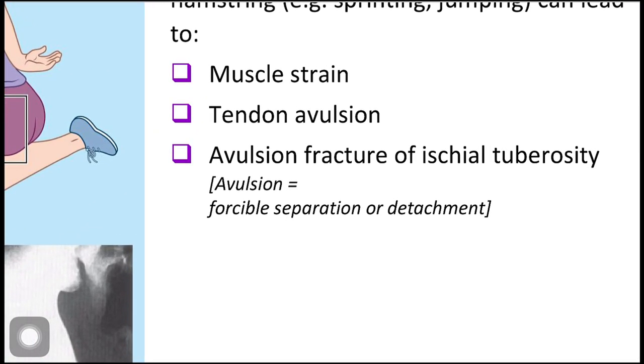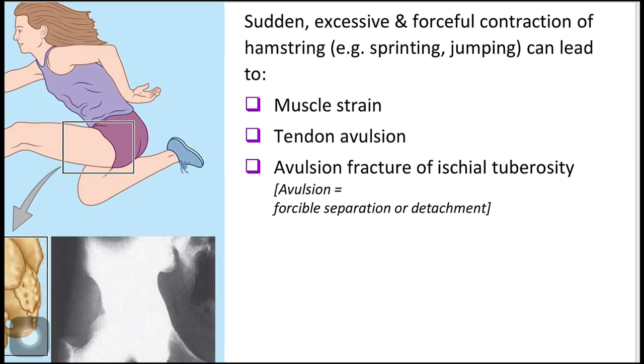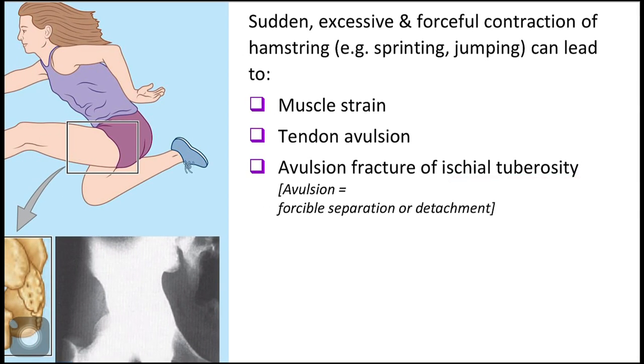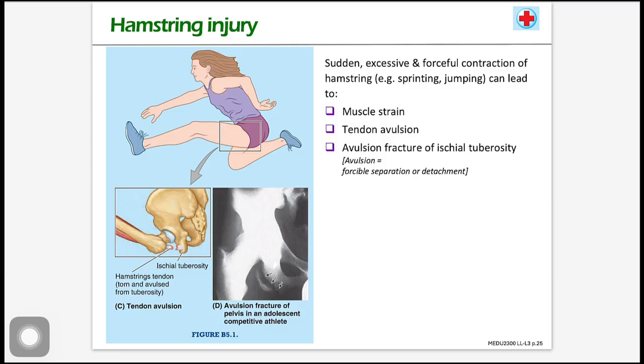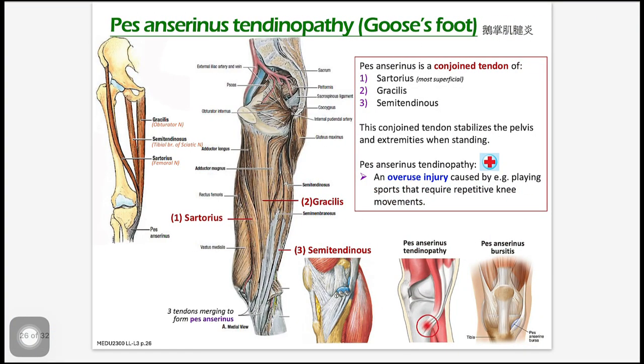Avulsion means forcible separation or detachment. It could refer to the tendon or it could refer to the bone. It really depends on which one is stronger, and also the direction of the motion.